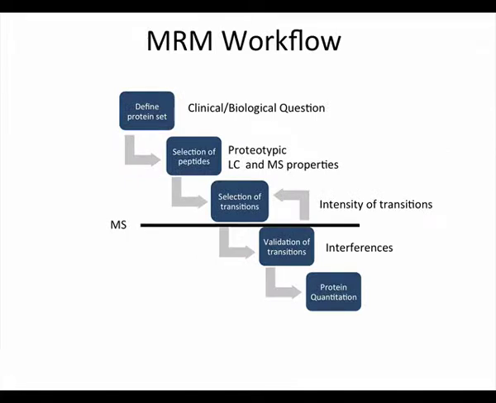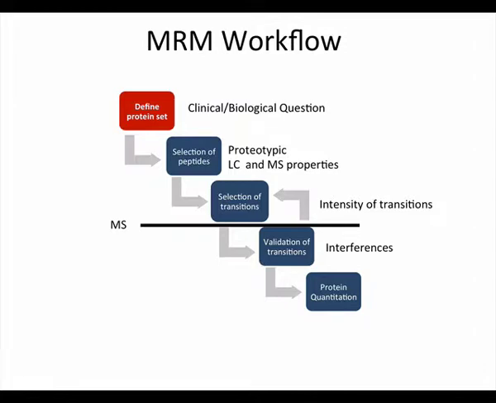So this is the MRM workflow. We define a protein set based on whatever our question is. From this protein set, we then select peptides. From the peptides, we select transitions. And then we have to test the transitions, make sure they look good and we're getting them. And then we validate these, and then we can do our quantitation. So I'll go through each of these steps one by one.